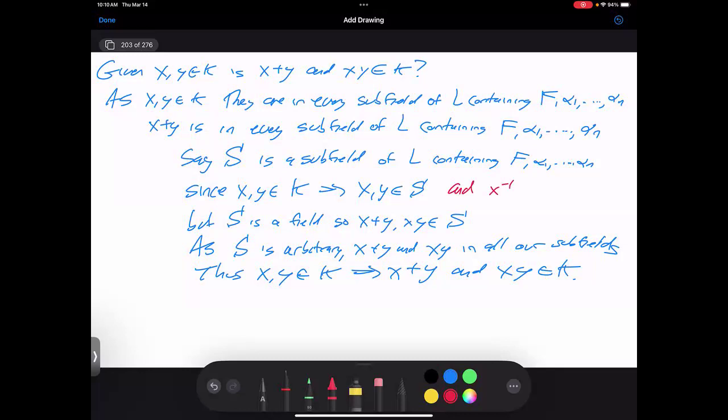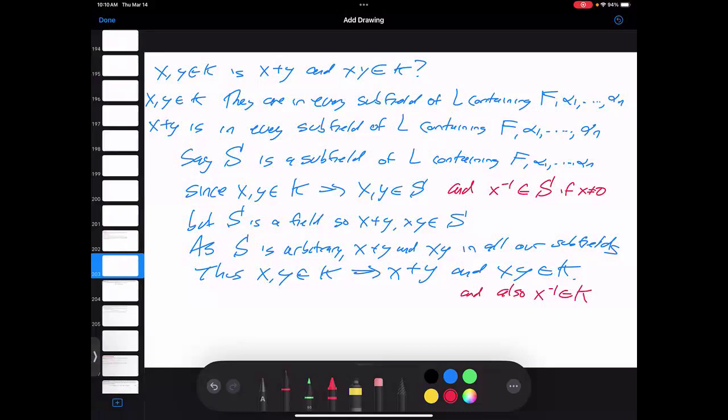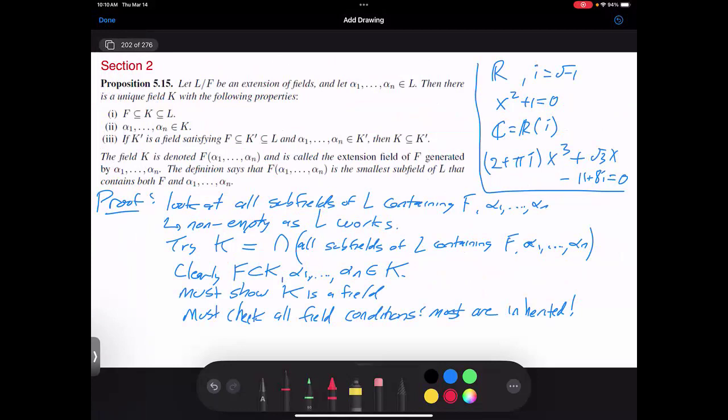And x inverse is also in S if x is not 0. So we show that you give me any non-zero element, it's in every subfield because it's in the intersection. So x inverse is in the intersection. And we're done. So I'll leave it to you to go through the rest of the details for this.